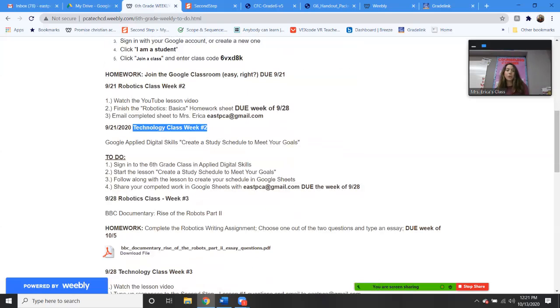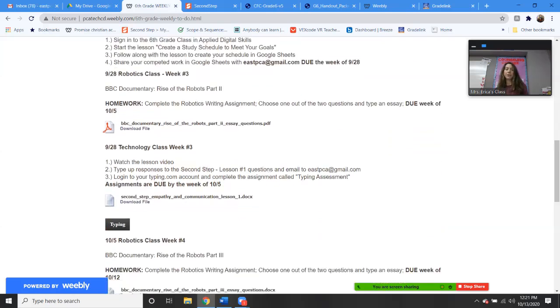For week 2, we created a study schedule to meet your goals. So you had to go into our sixth grade Google class, and they had an Excel. We were using Google Sheets, which was just like Excel, and you were following along with the lesson video that shows you how to create a study schedule. And there were some requirements that you had to include in the study schedule. And then you were supposed to share your Google Sheets with my email, eastpca@gmail.com. So if you haven't done that, please do it.